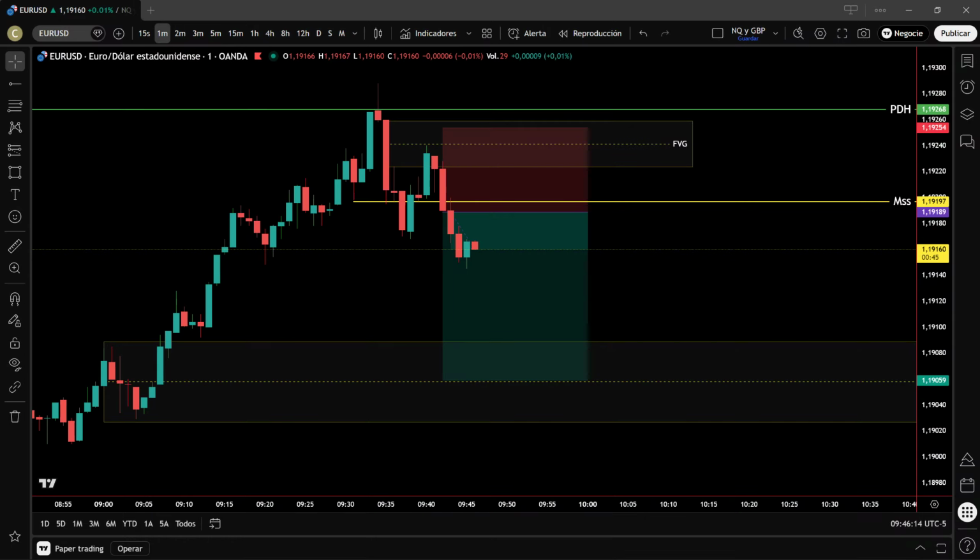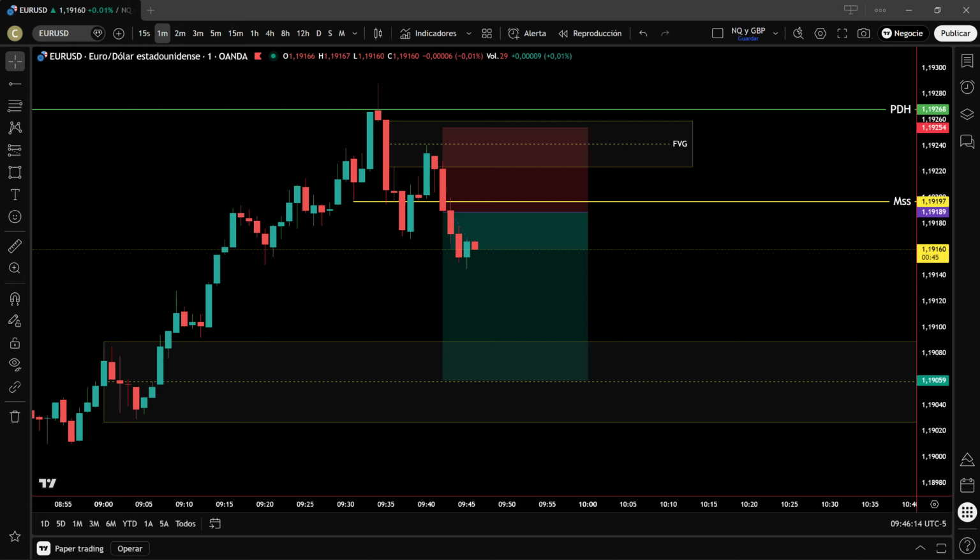In this phase, we break down two key technical elements. First, the fair value gap or FVG, which marks the imbalance that price came to mitigate. Second, the MSS, which stands for market structure shift. This happens when price breaks the last low that created the high, confirming that sellers are now in control.